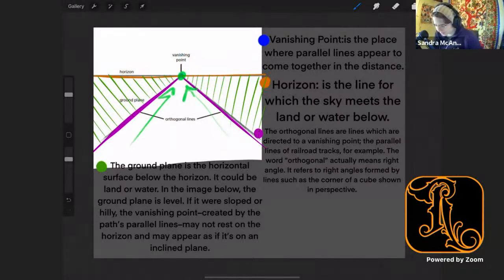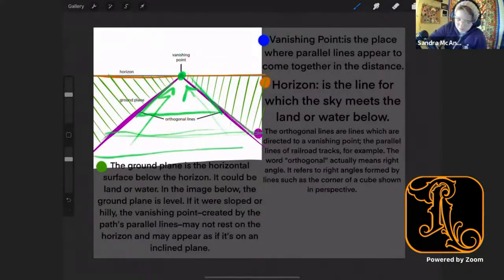Orthogonal lines are lines which are directed to a vanishing point, like the parallel lines of railroad tracks, for example. The word orthogonal actually means right angle. It refers to right angles formed by lines such as the corner of a cube shown in perspective. Wow, that's a hefty term. Well, those are the magenta lines right there. Once again, the lines of railroad tracks are the easiest way to explain it because of those right angles they were talking about. Look what it's forming, it's forming a right angle. See? And you're already starting to form a grid here, which we'll get to in a little bit.